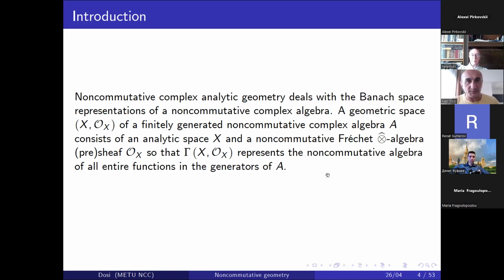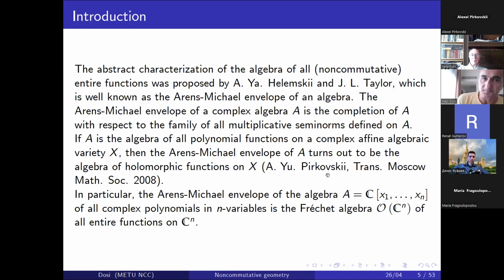What does entire functions mean? The abstract characterization of the algebra of non-commutative entire functions was proposed by Taylor. It's well known in the literature as the Arens-Michael envelope of an algebra. It's a completion of A with respect to the family of all possible multiplicative seminorms on A. For example, if A is the algebra of polynomial functions on a complex affine algebraic variety X, then the Arens-Michael envelope of A turns out to be the algebra of all holomorphic functions on X. That's a result due to Pirkovskii, 2008. In particular, for the polynomial algebra we come up with the standard algebra of entire functions of n variables, x1, ..., xn.